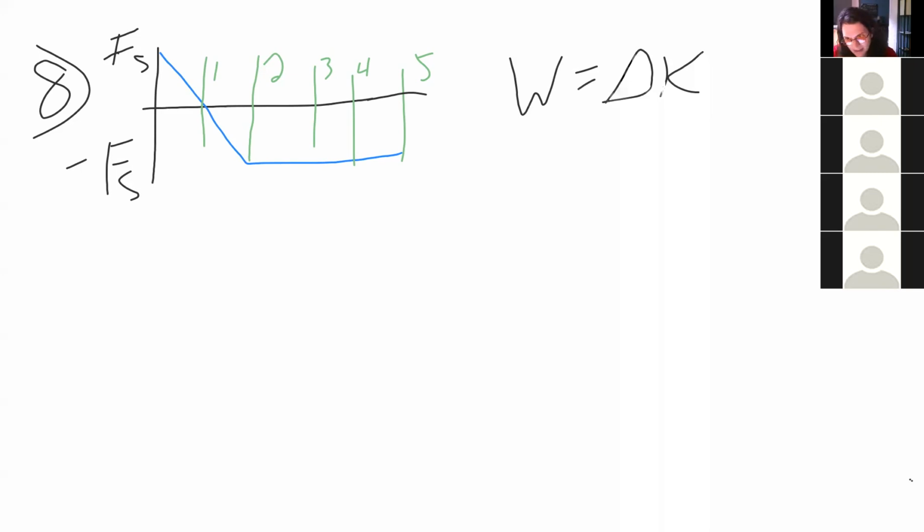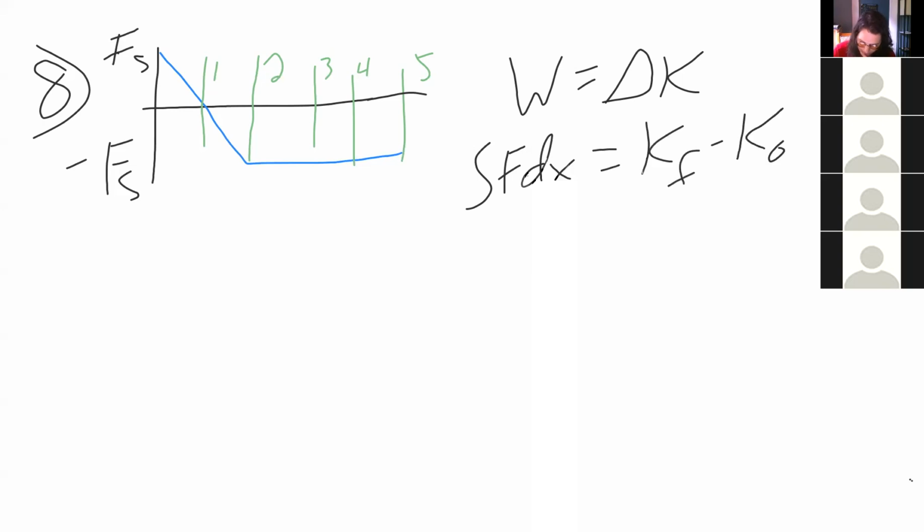Since I have a graph, and this is a good lesson for the exam as well, a graph problem should indicate to you that you want to do some sort of calculus. And this is why this plot is set up with such easy triangles and rectangles, because we're going to find an area. And so the work will be equal to the integral of F dx. And that integral will come from the area under the curve. And we'll relate that to K final minus K initial.